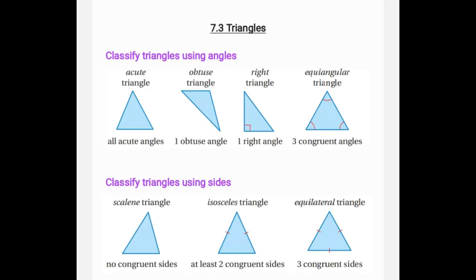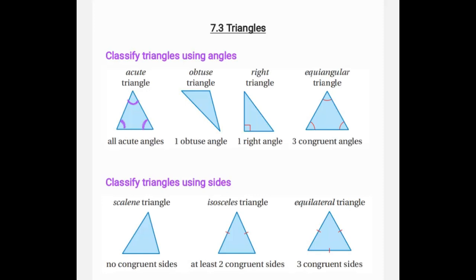There are 4 types of triangles for these angles, and the first is called the acute triangle, which means that all of the angles inside are acute. Going back to 7.1, the definition of an acute angle is less than 90 degrees. So this angle right here is less than 90 degrees. This angle right here is less than 90 degrees. And this angle right here is less than 90 degrees. Notice that all 3 of the angles have to be less than 90 degrees to be called an acute triangle.